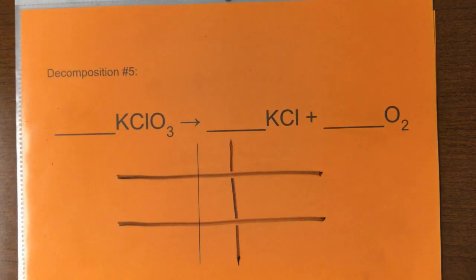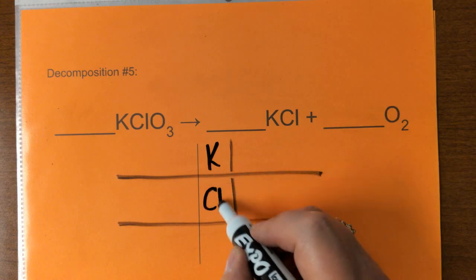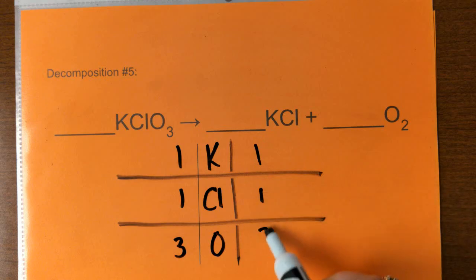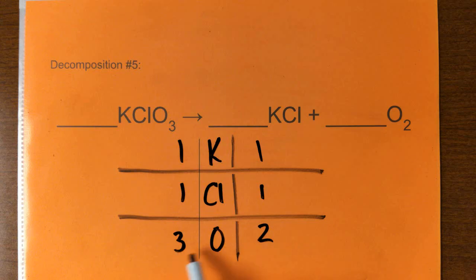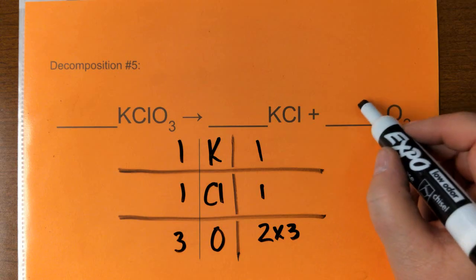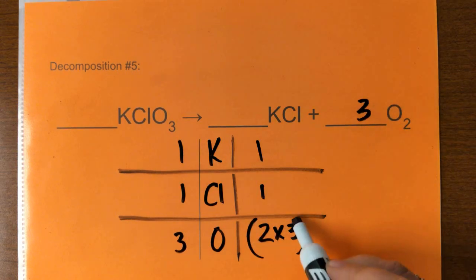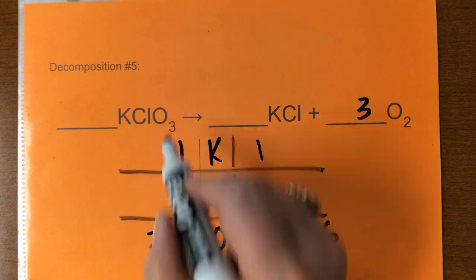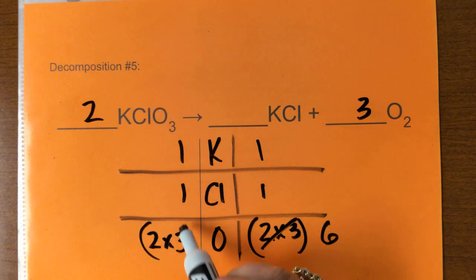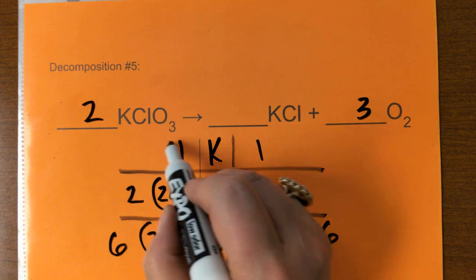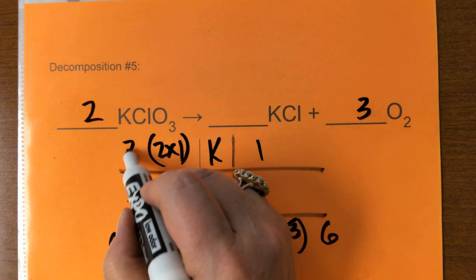All right, I've got 3 elements in this one. I've got potassium, chlorine, and oxygen. 1, 1, and 3. 1, 1, and 2. So I'm going to come down to oxygen. I would need to multiply this side by 3. Find oxygen, put a 3 in front of it. That gives me 6. I would need to multiply this side by 2. There's my oxygen. That gives me 6 oxygen, but I need to change chlorine, and I need to change potassium.